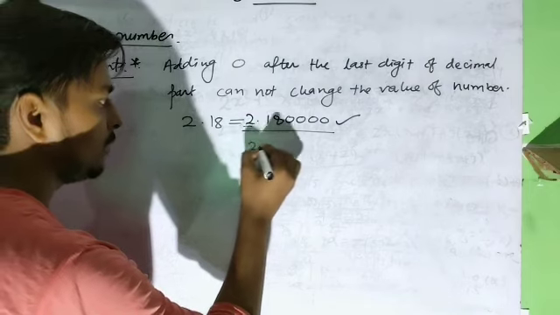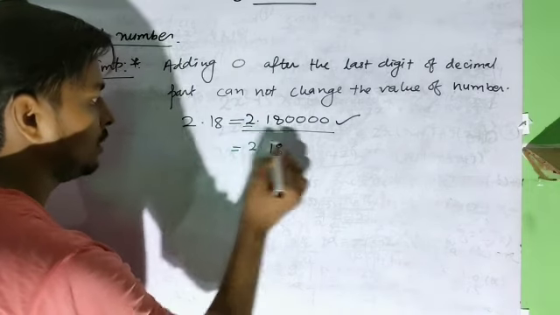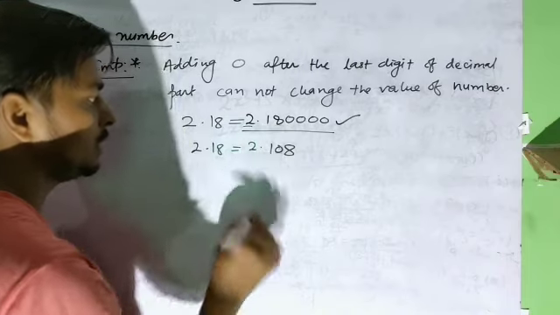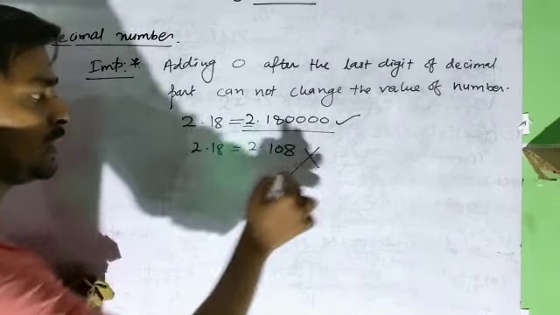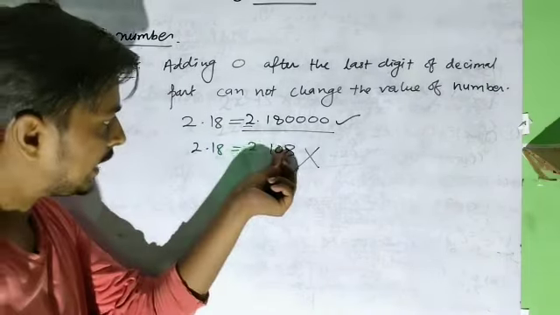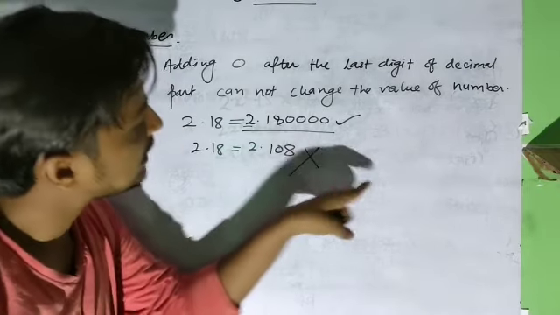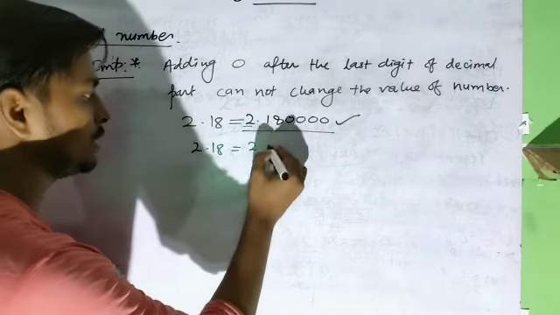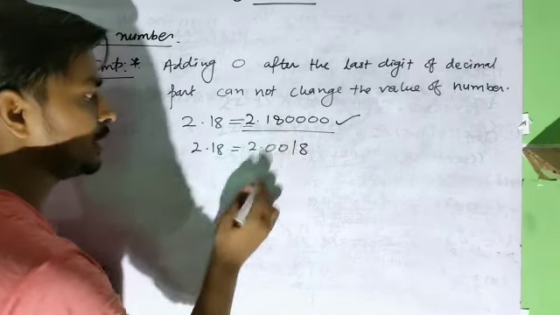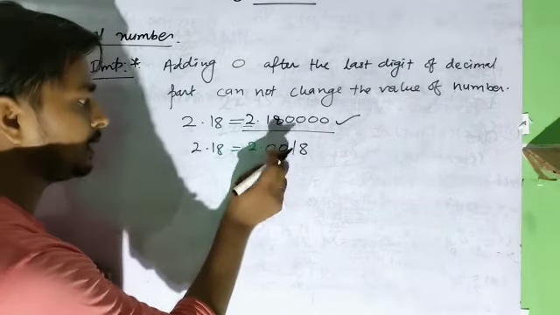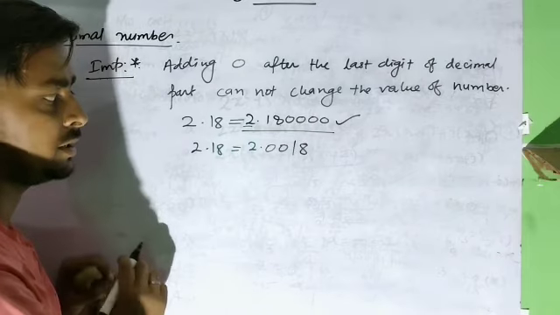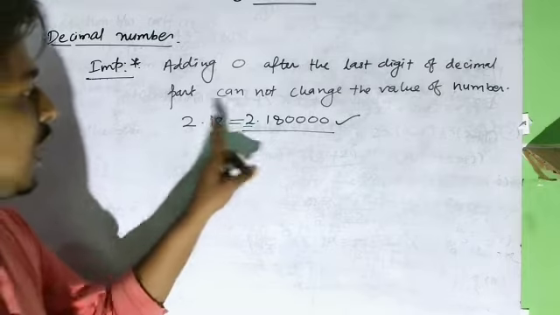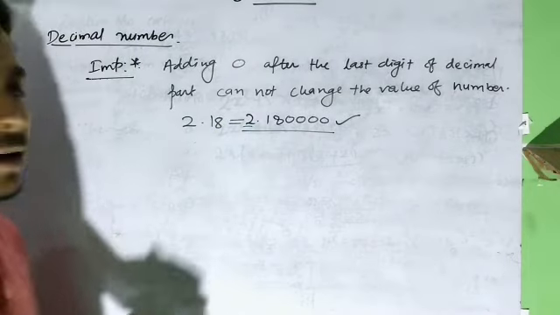One precaution: you cannot take it like 2.18 is the number 2.108, there will be no change. No, this is wrong. We can add 0 only after the last digit. This is between the digits, so we cannot do this. We cannot even do this after the decimal point and before the first digit. So these are wrong. We can add the zeros after the last digit of a number.